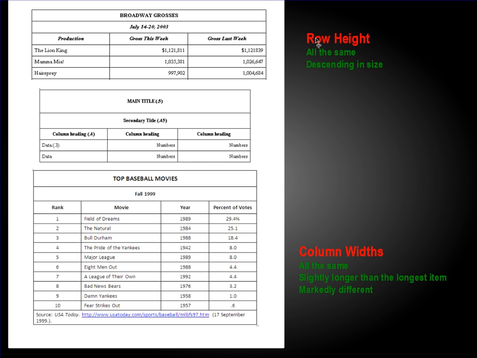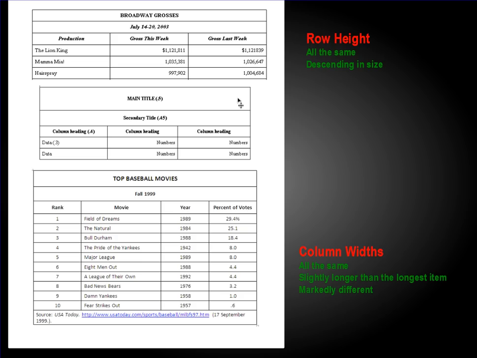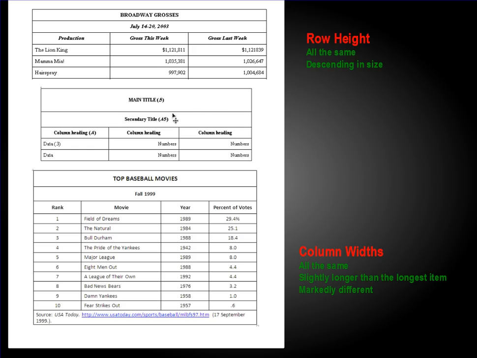Another consideration is the row height. You want to follow this rule. Either they're all the same or descending in size. So the first example is a row height where they're all equal to each other. But the last two examples, you have row heights that are larger, and then they get a little bit smaller as you go down. That's a little different style. We're going to start today with rows being all the same height.